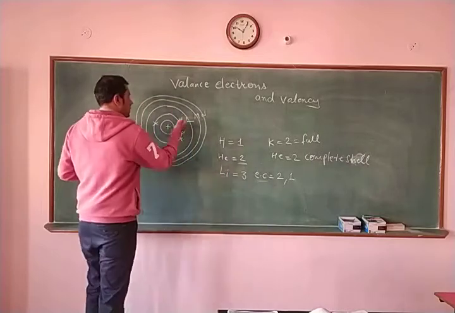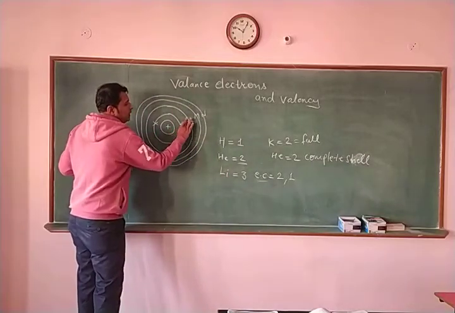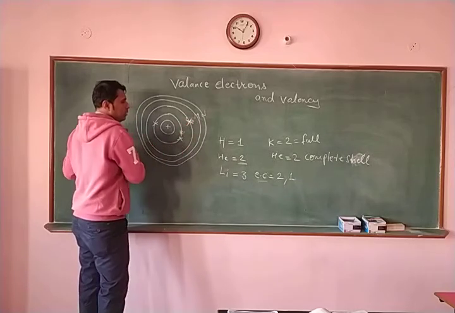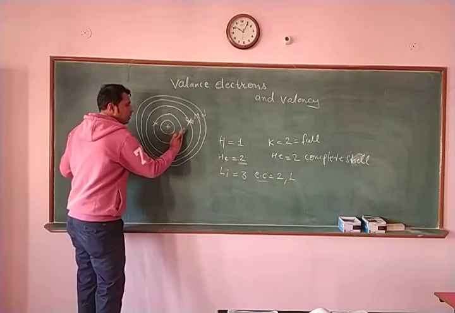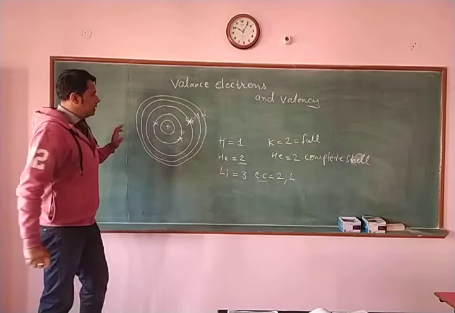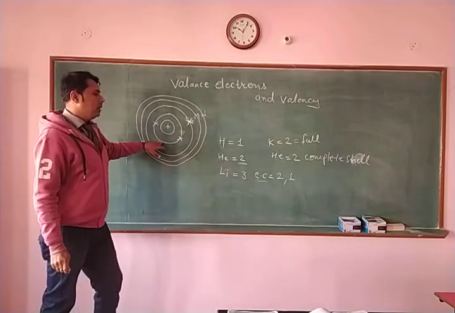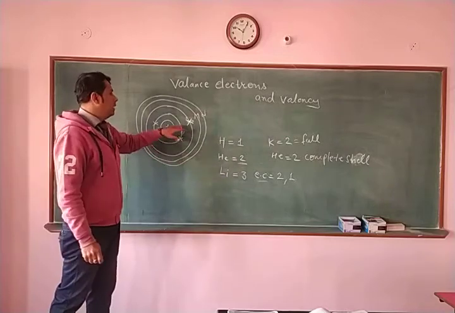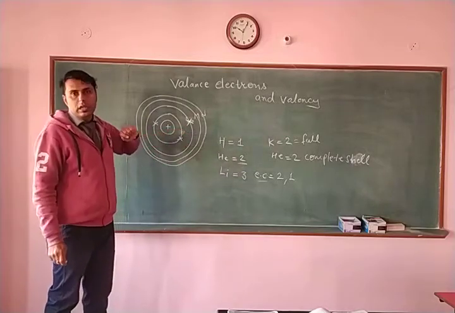If we make this for lithium, this is the L shell and I'll put one electron over here, like this. K has 2 electrons and 1 is in the L shell, because only 3 electrons are there.